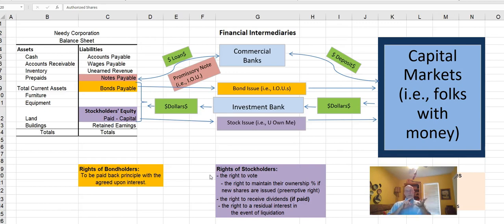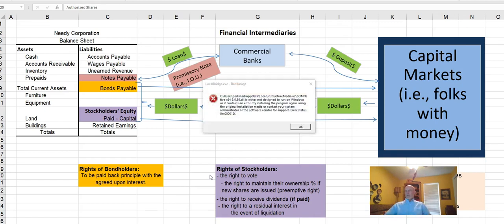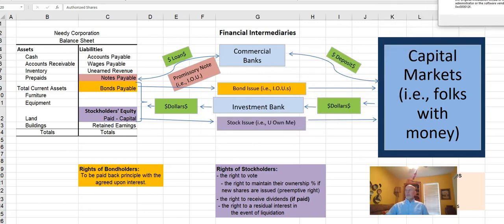A third right is if dividends are paid. Again, there's no guarantee, but if dividends are paid, then you have a right to participate in those dividends. And then finally, if and when the company goes out of business and they liquidate their assets, first they're going to pay off their liabilities, and then if anything is left over, as a stockholder, you would have the right to participate in those leftovers.